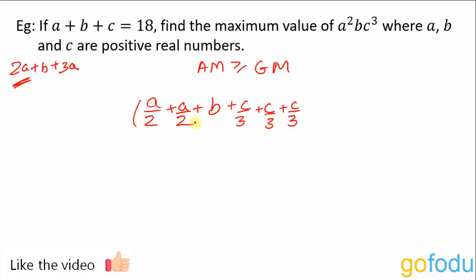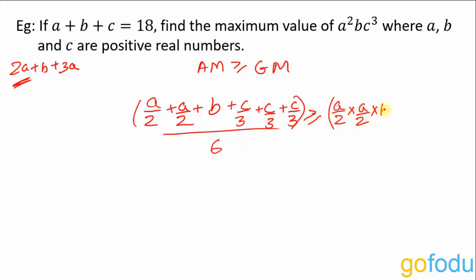And AM is what? Sum of these 6 quantities upon 6, which will be greater than or equal to product of these 6. A by 2 into A by 2 into B into C by 3 into C by 3 into C by 3 whole raised to 1 by 6, as these are 6 terms. Now this sum is 18, right? A plus B plus C is 18. 18 upon 6 is 3. And I'll take whole power 6 both the sides.